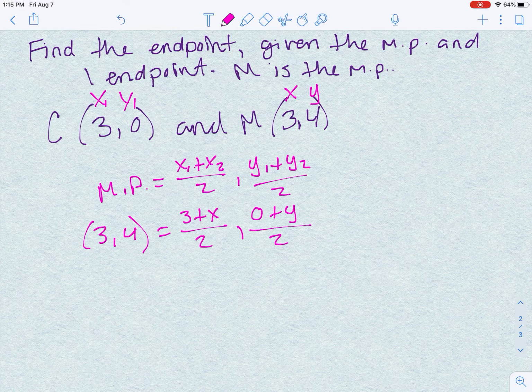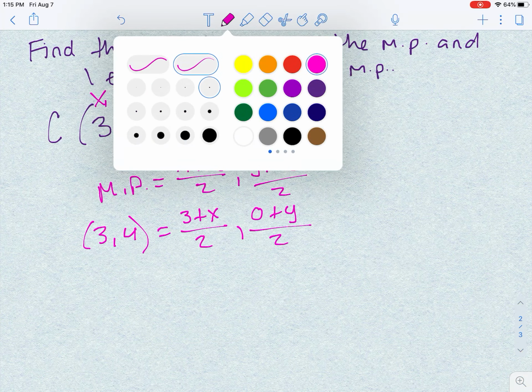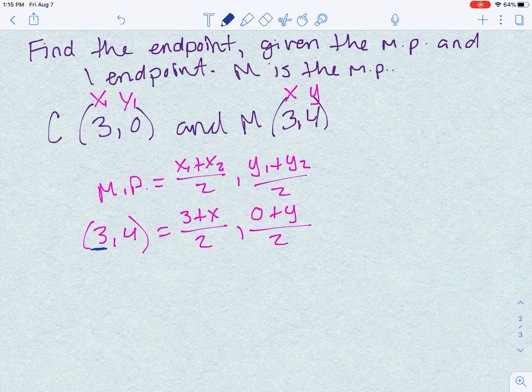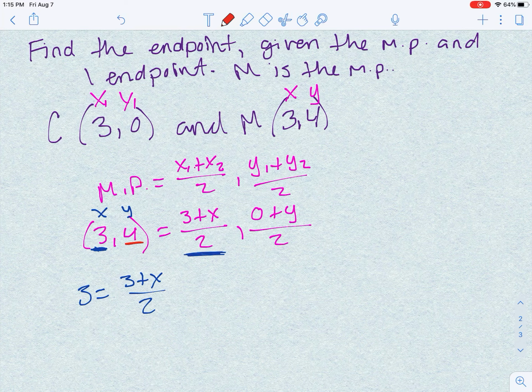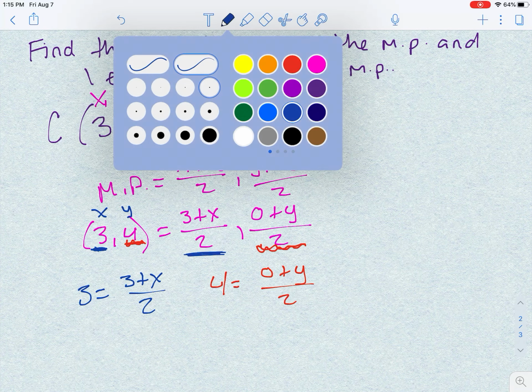Okay? So now I need to simplify. Well, we have to break up this equation. So this right here, remember this is an XY point. So I'm going to take this X and I'm going to set it equal to what this X would be. So 3 plus X divided by 2. And then I'm going to do the same for the Y. I'm going to take this Y that comes out to be my midpoint and set what my Y's are equal to. So 4 equals 0 plus Y divided by 2. And now we're going to simplify each one. So now we're going to solve.